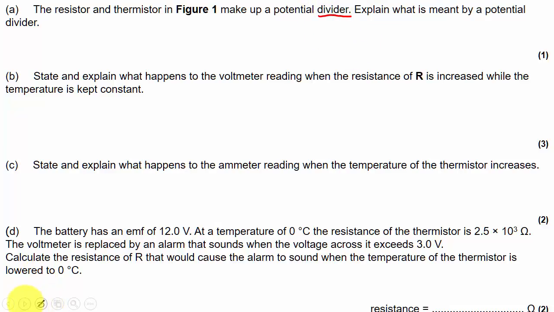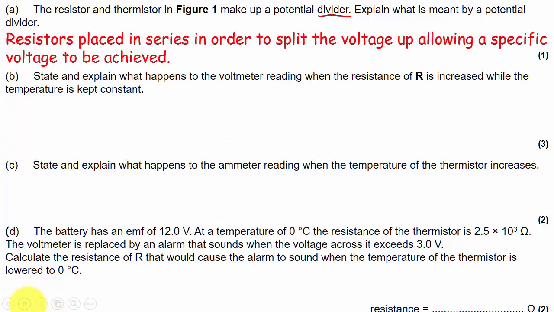So you have to play nice with the exam board and say resistors placed in series in order to split up the voltage, allowing specific voltage to be achieved. So something like this would be fine. I know what divide means, but yeah, that's the exam board being awkward because they think that the student could just guess at the answer just by looking at the name. But that's what a potential divider does, right?